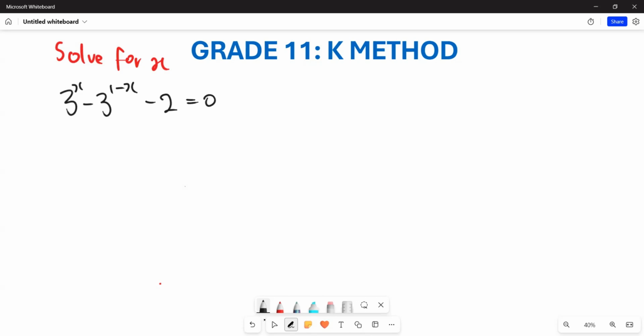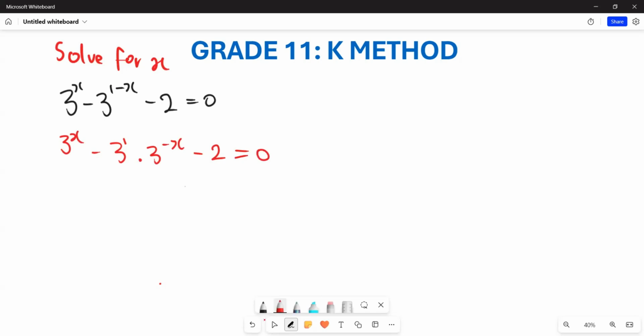Now, the first thing that you are going to do on this one, you are obviously going to write this in factor form. When you write this in factor form, this is the same as 3 to the power of x subtract 3 to the power of 1, which is the same as 3 multiplied by 3 to the power of -x, minus 2 is equal to 0.